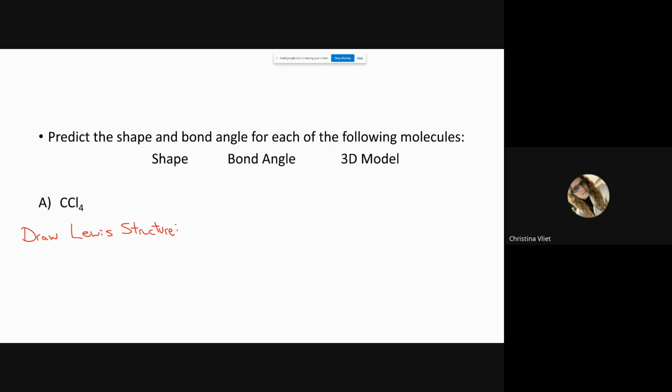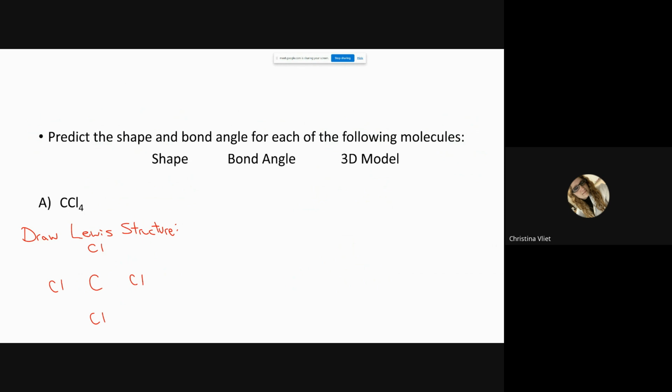I hope so. It's going to be on the quiz next class, right? So first step of drawing a Lewis structure is, just to review, what goes in the middle? Carbon. How many chlorines are there here? 4. So you draw the 4 chlorines around on 4 sides. 1, 2, 3, and 4.